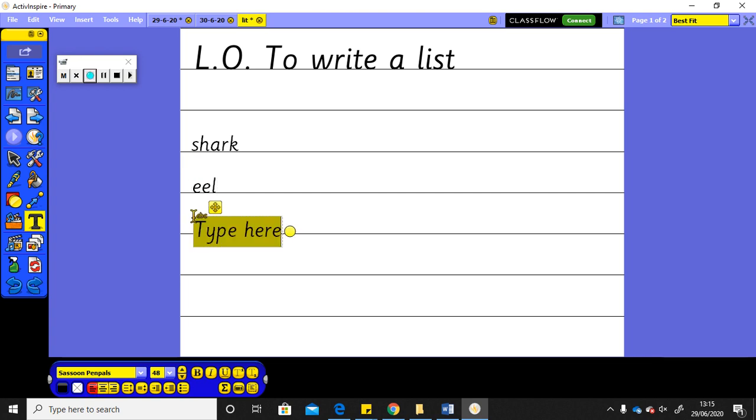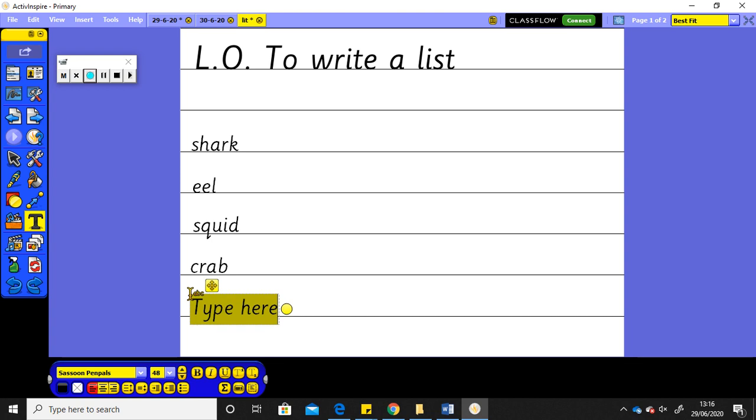And then there was a squid, wasn't there a squid? So S, qu, that's a Q and a U, qu, i, d, squid. So we've got a shark, an eel, a squid, and then we also had a crab. A crab. And then the last thing, we had a snail.